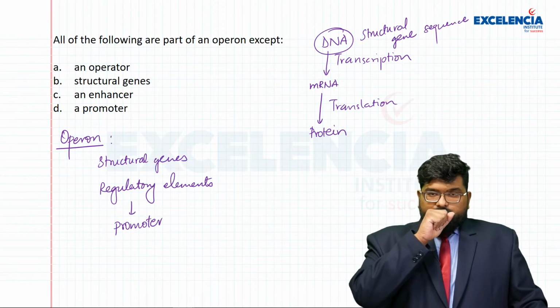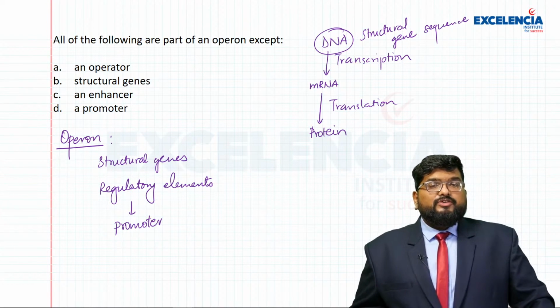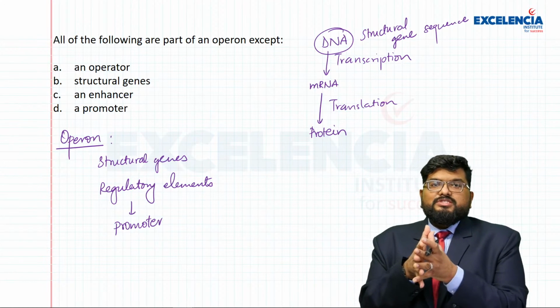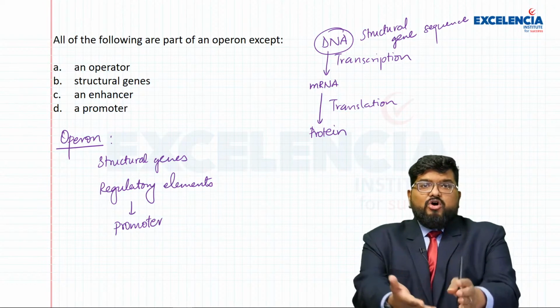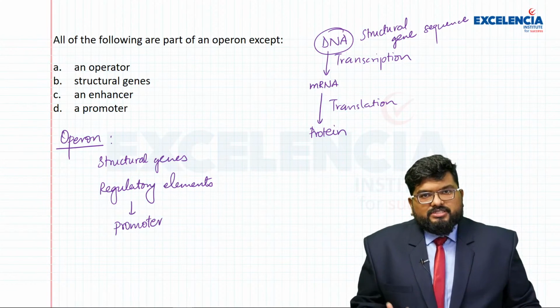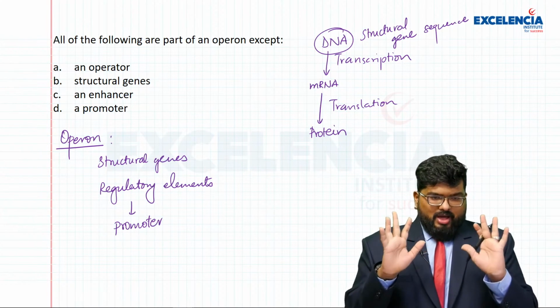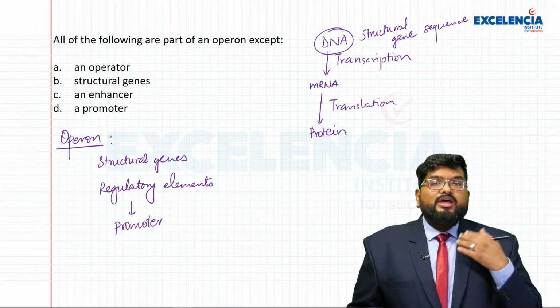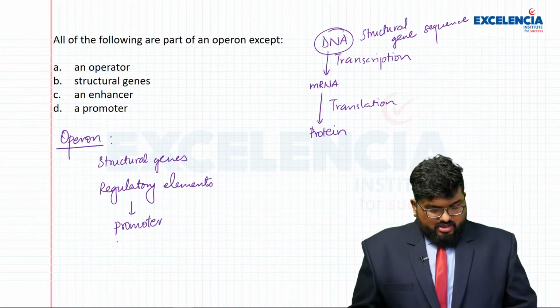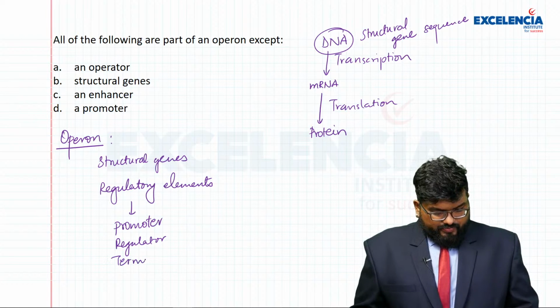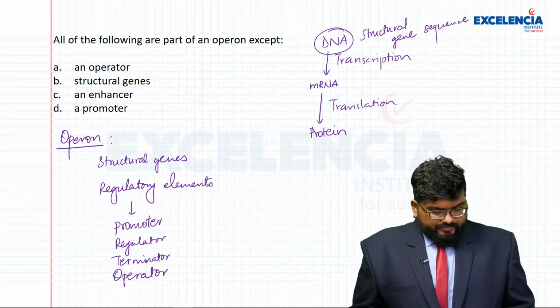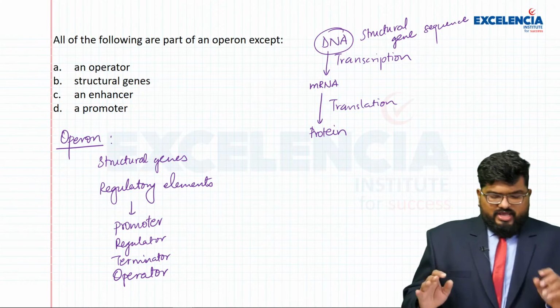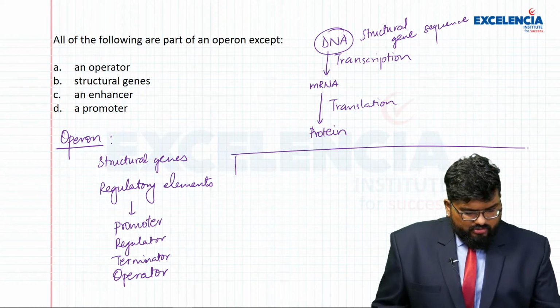So, operons are clusters of genes which are found in prokaryotes. And operons can be switched on or switched off depending on the requirement. For this to happen smoothly, there are regulatory elements called promoter, regulator, terminator, and an operator.